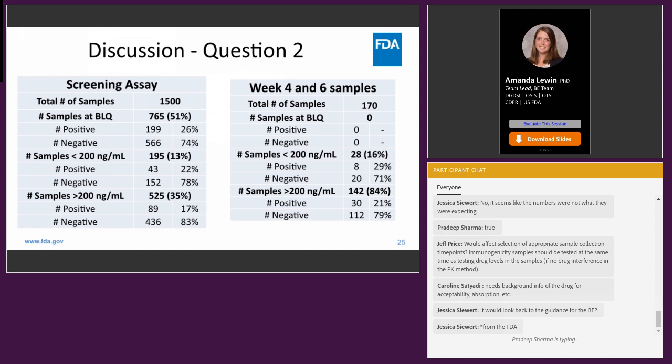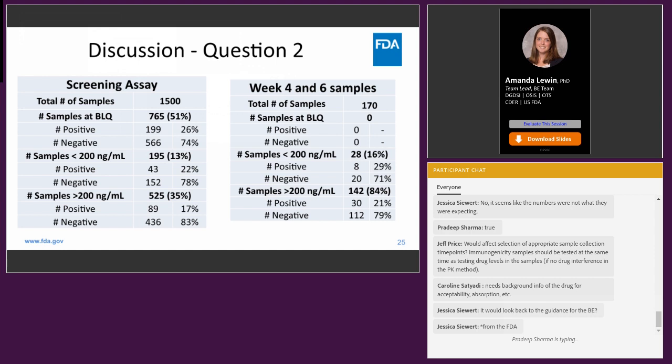There were 525 samples, however, that had drug on board above the established drug tolerance of the LPC. This is 35% of the samples in the screening assay. It's not an insignificant amount. And you can parse this down further and look at the percent of samples in each of these three groups that were positive or negative.